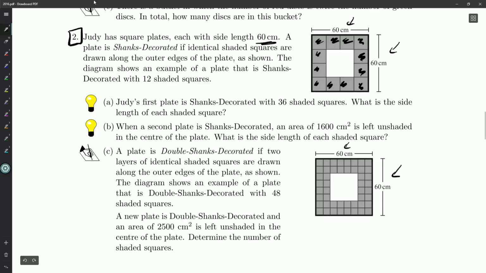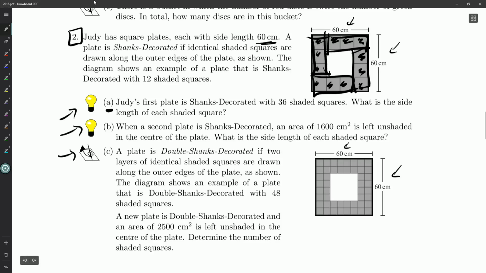The diagram shows an example of a plate that is shanks decorated with 12 shaded squares, and we do have 12 shaded squares. And you can sort of see them in groups of 3 like that. Okay. So once again, we've got 2 light bulbs and a rectangle, just like in the last question. This tends to be a fairly common pattern. And what have we got for A?